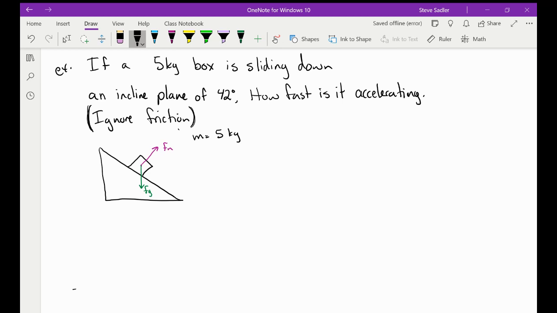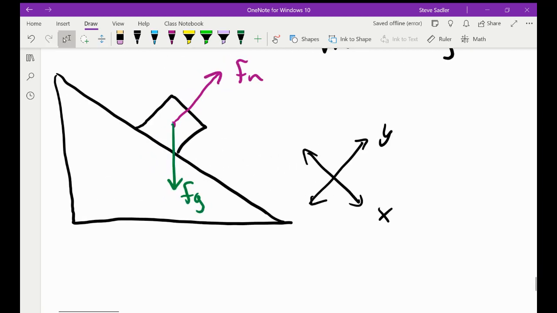So we will make our xy. X will be along the plane surface, and y will be perpendicular. So what we really need to do is break this force of gravity into two components. Fg of x, or sorry, that's Fg of y. I always just say force of gravity in the y direction, force of gravity in the x direction.